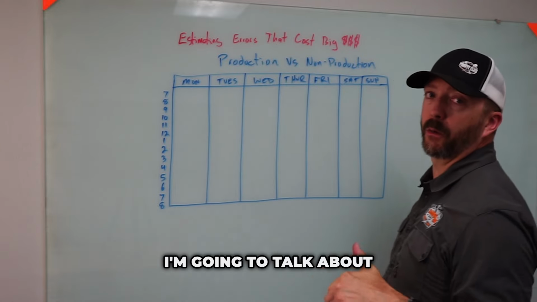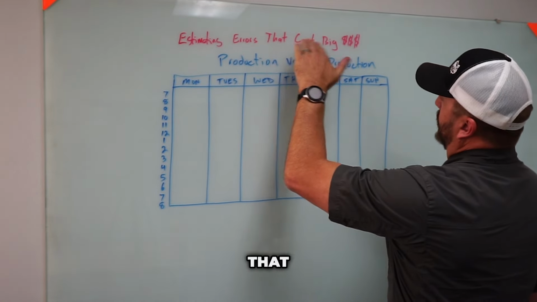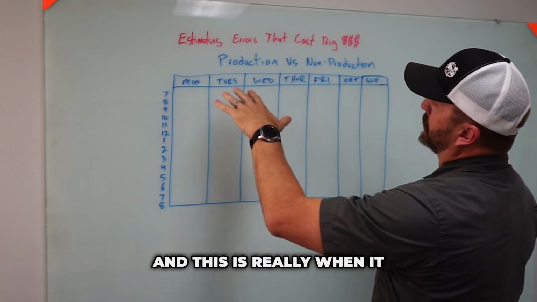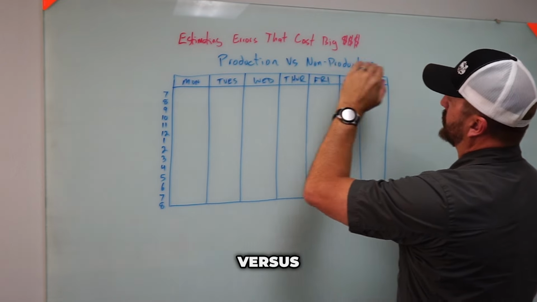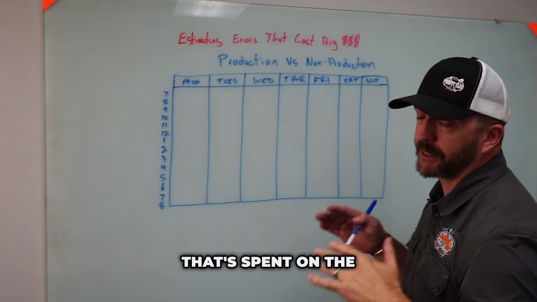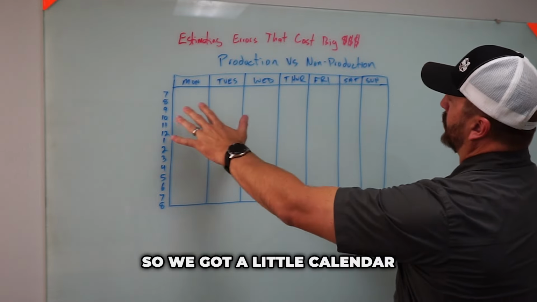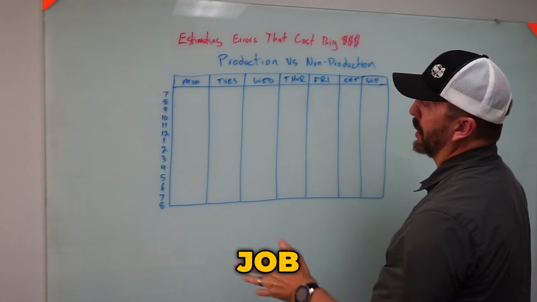All right, so in this video, I'm going to talk about estimating errors that cost big dollars. And this is really when it comes to production versus non-production time that's spent on the job. So we got a little calendar here, and let's say we're going to bid a job.